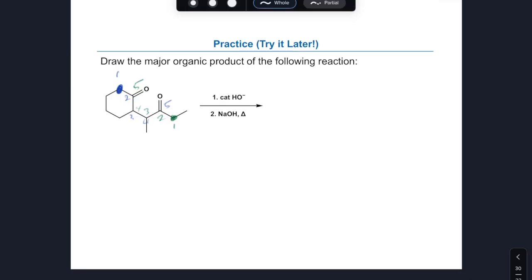So let's do this compound. First, we're making a 5-membered ring. I'm going to start off with a 5-membered ring like so, with a double bond. This is carbon number 2, carbon number 1, and we're bonding carbon 1, 3, 4, and 5, where carbon 5 is this center right here.